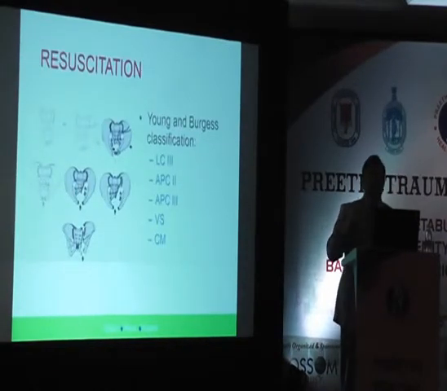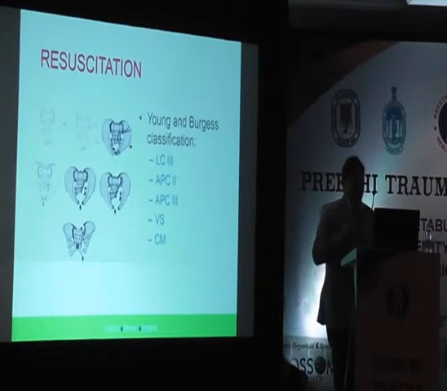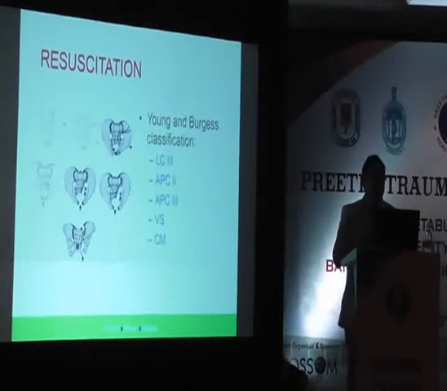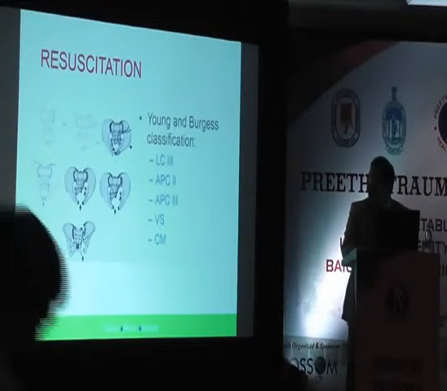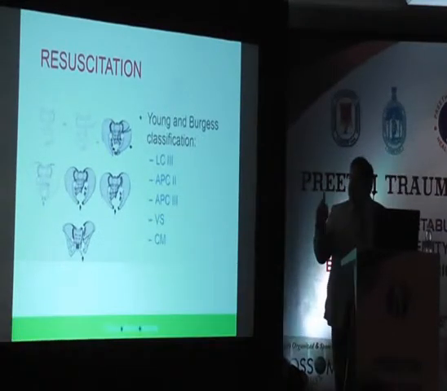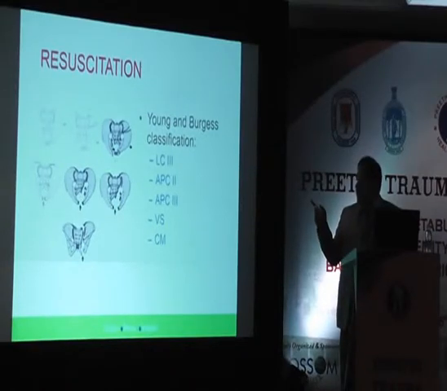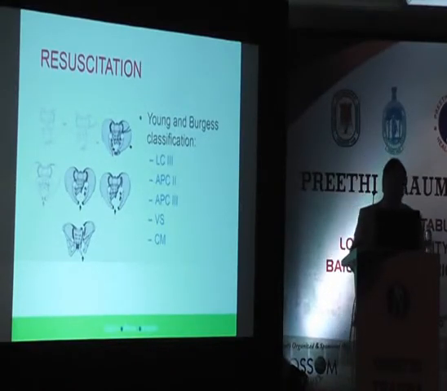So resuscitation wise, anteroposterior compression injury is the most prone for hemodynamic instability. We have to understand that whenever we diagnose an anteroposterior compression injury, we have to look forward. The injuries that can cause problems are LC3 injuries, APC2 and APC3 injuries, and vertical shear and combined mechanism injuries. These are prone for hemodynamic instability and need resuscitation.